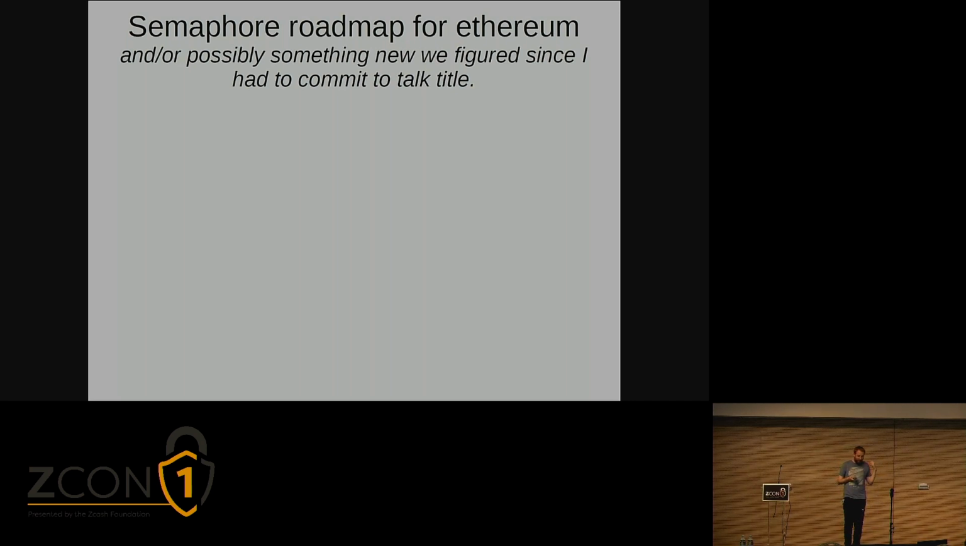All right, so originally this talk was Semaphore roadmap in Ethereum, but I had to commit to the title of the talk a long time ago, and I should have hedged my bets and put this other subtitle here to be able to talk about something else if I wanted to, because I'm gonna talk about Semaphore, but I'm also gonna talk about some other stuff.